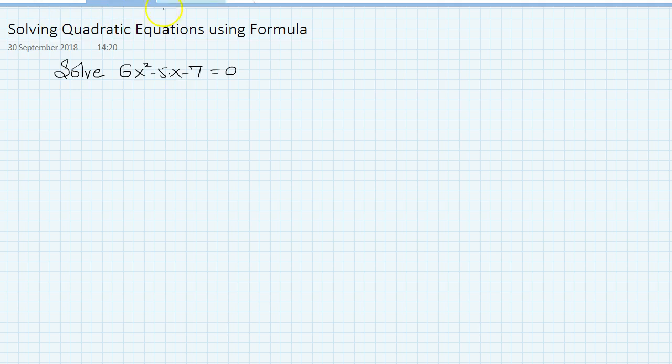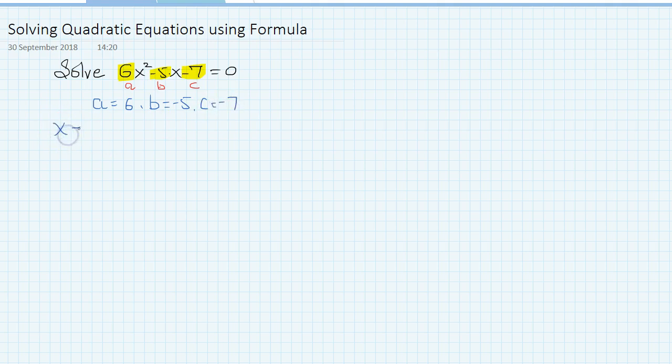So we know that a is the coefficient of x square. This is a. B is the coefficient of x. This is b, minus 5. And c is the constant, that is negative 7. It is good to write these values: a is equal to 6, b is equal to negative 5, and c is equal to negative 7.